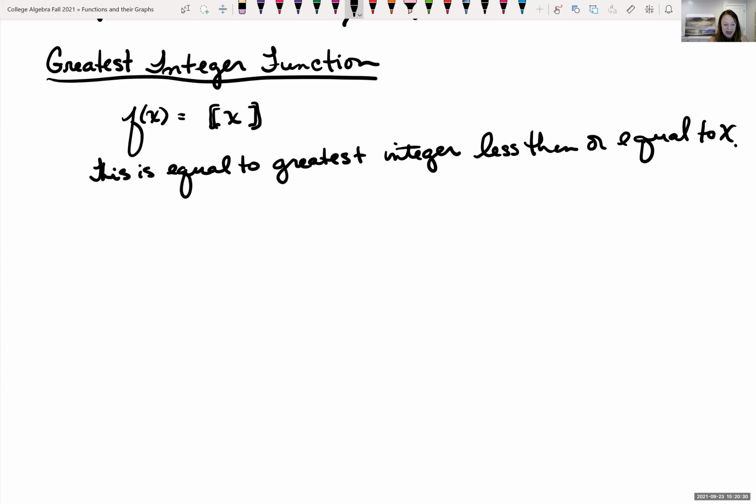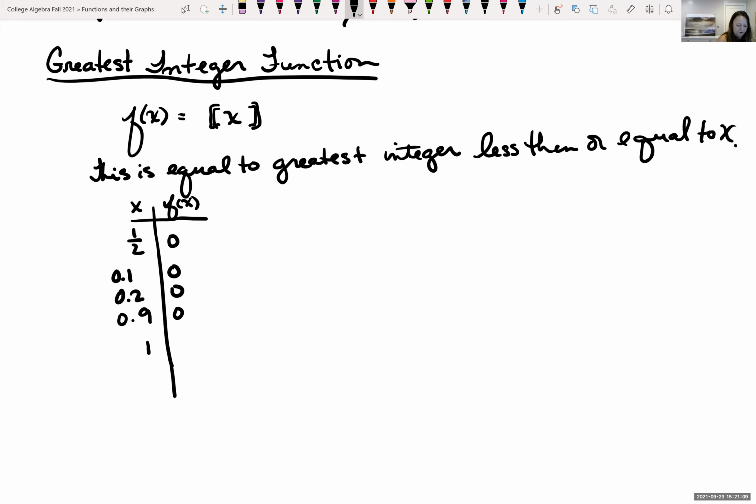So for instance, if I had 1/2, if I was starting to plot points here, if I had 1/2, that's not an integer. So I would think to myself, what is that integer that falls directly to the left of that on the number line, which is 0. Any number in between 0 and 1, not including 0 and 1, will always give me back 0, right? So if I had 0.1, I'd have 0. If I had 0.2, I would have 0. If I had 0.9, I would have 0. Once I hit 1, that's an integer. It's going to equal itself, 1.